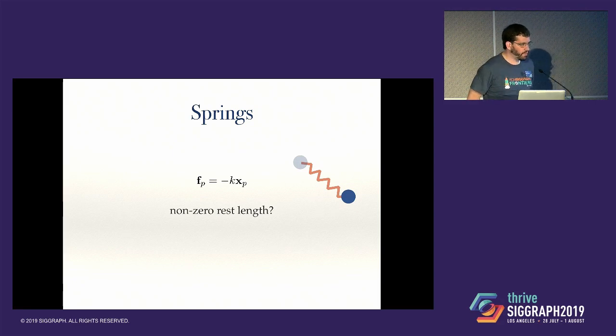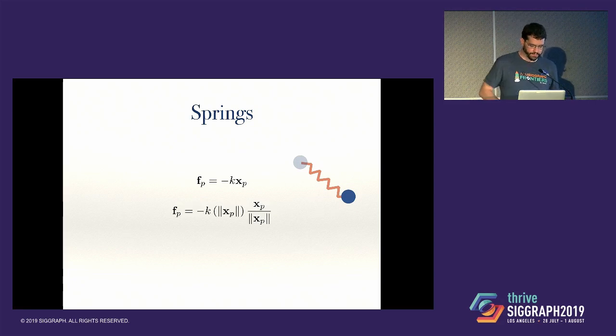So then we can think about, what if we want a non-zero rest length? Well, in that case, we can rearrange things a little bit and introduce the length of xp. The very last term on the right there is just the direction of xp. Then we have the length of xp in the parentheses, and we can bring in a rest length r. So now we're measuring how far the length of xp is from the rest length that we're shooting for.